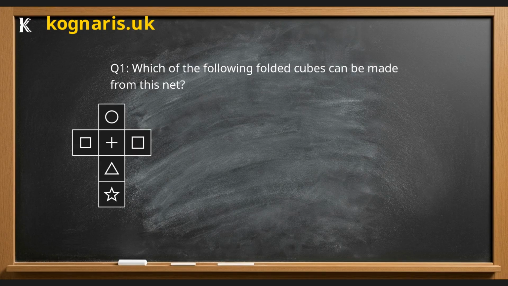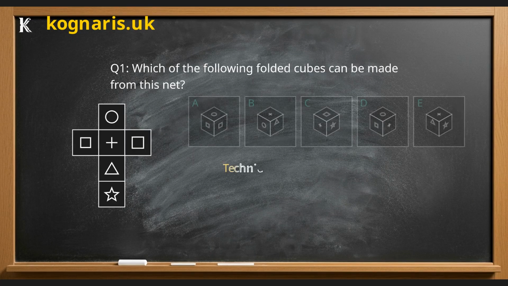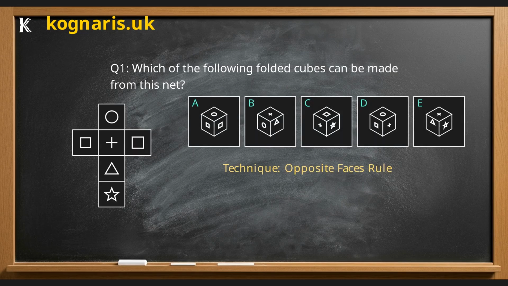A common mistake is to try to mentally fold the entire net in your head all at once, which is super hard. Instead, let's use the opposite faces rule. In any net, faces that are separated by exactly one square are opposites. When folded, opposite faces will be on the opposite sides of the cube, so they can never be seen at the same time. In our net, let's find the opposites.